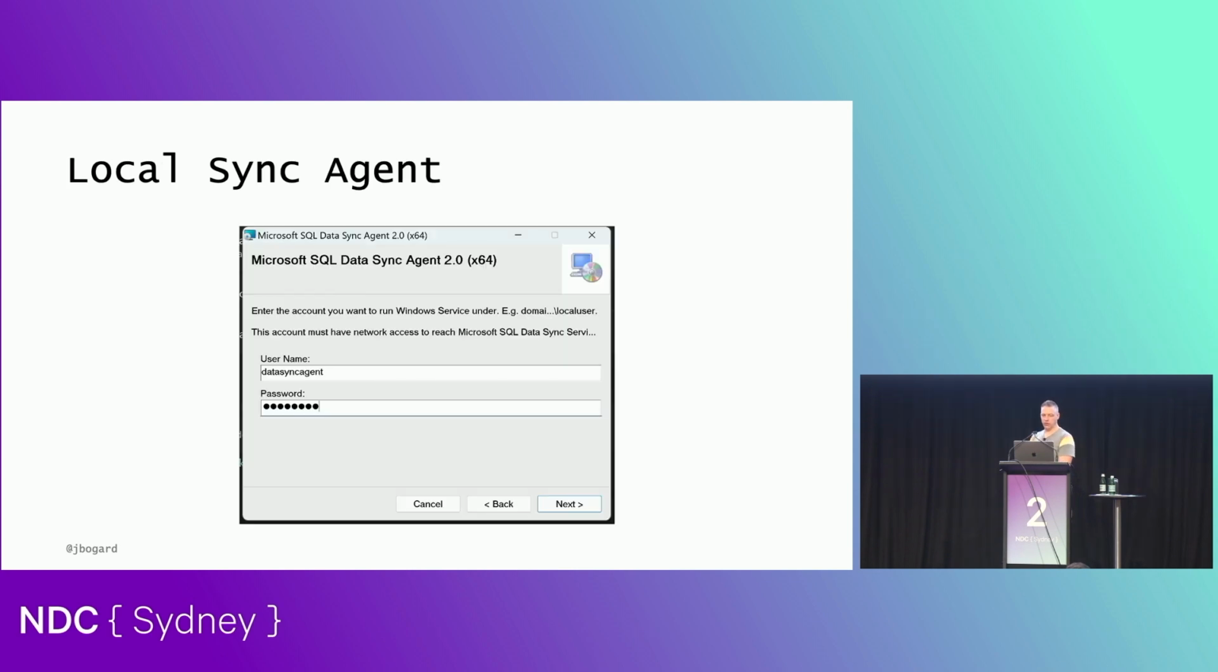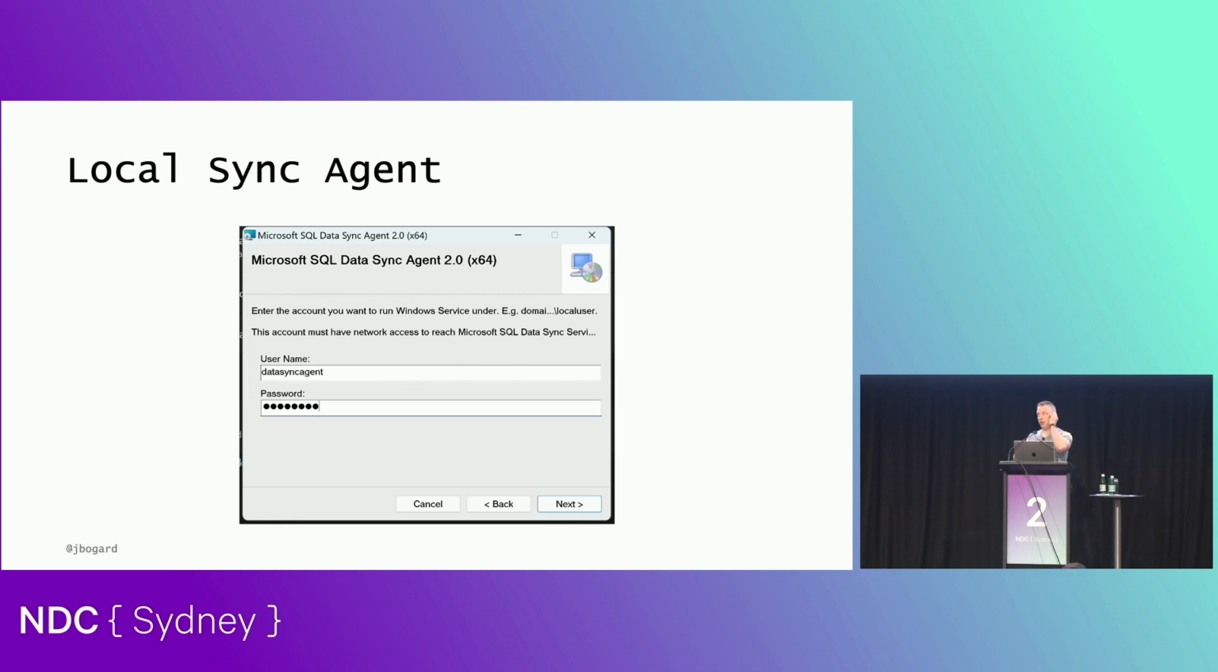Then we also have to install a local sync agent. So you get to the point where you say, here's the database I want to sync, and I want to sync to this other database, and this other database is on-prem. At this point, you install a sync agent somewhere on your on-premise environment that can talk to both the Azure SQL database and to your on-prem database.